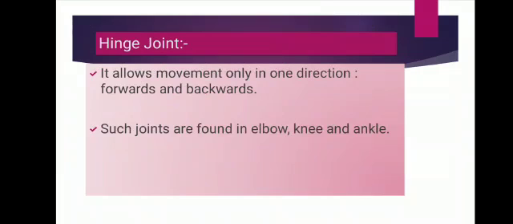About the hinge joint, why is it called a hinge? If we open and close a door, we will find that the door can move only forward and backward. Actually, the door is joined to its frame by small metal joints called hinges. And these hinges allow the door to move only in one direction.